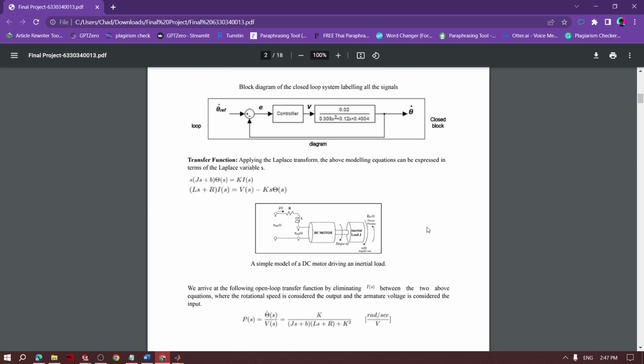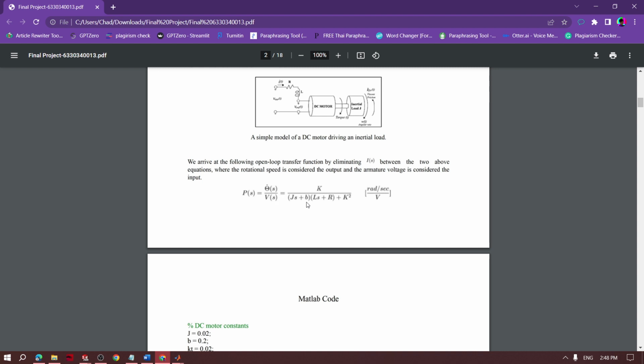For the transfer function, apply the Laplace transform to the modeling equations and express them in the Laplace variable s. So this is the formula of the Laplace transform and the sample model of a DC motor driving an inertial load. So this is the picture.